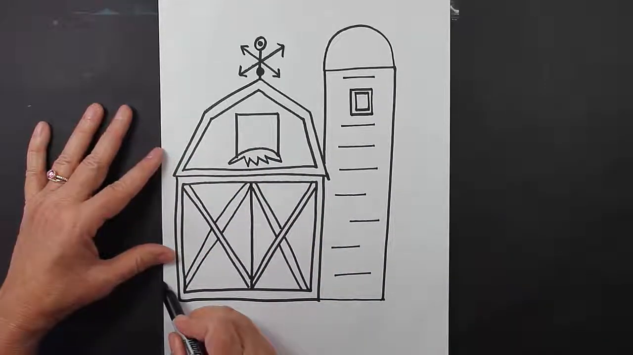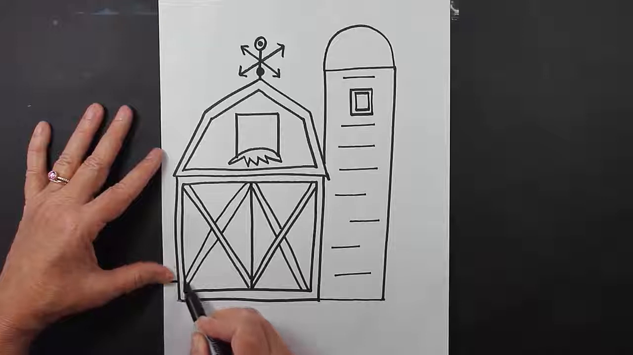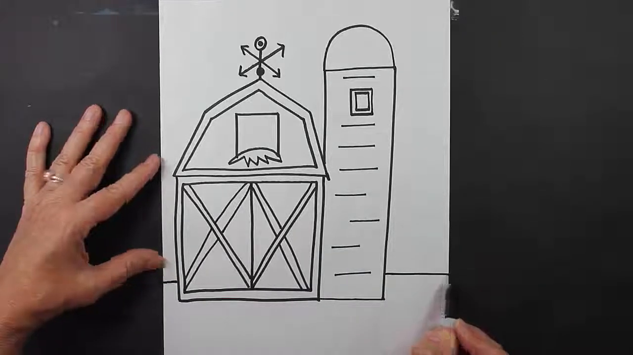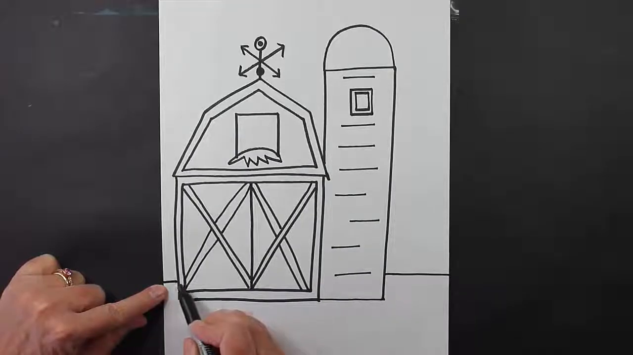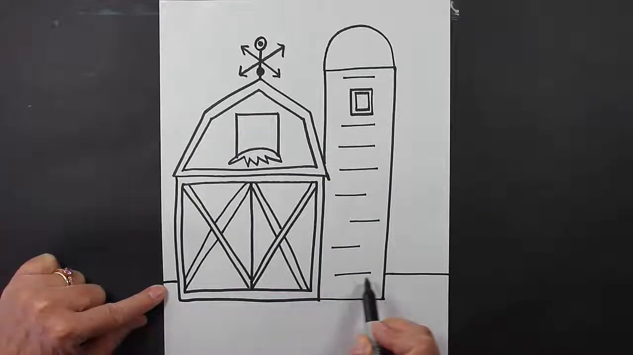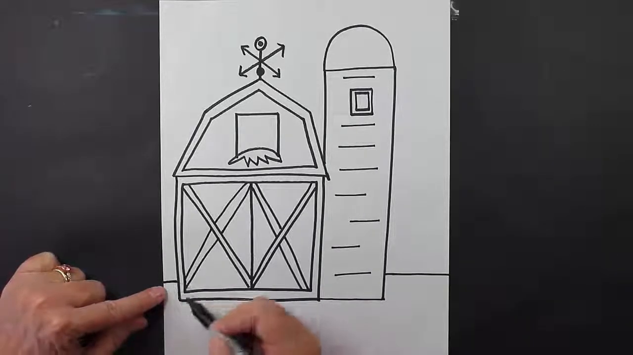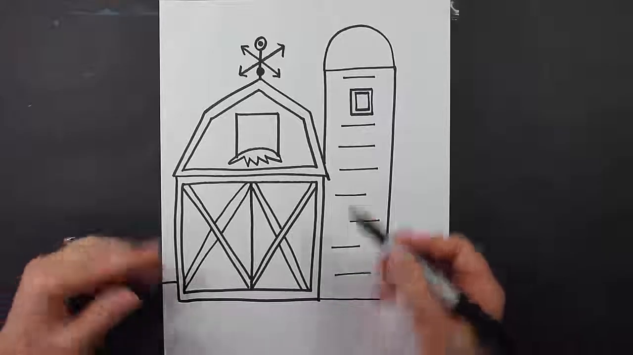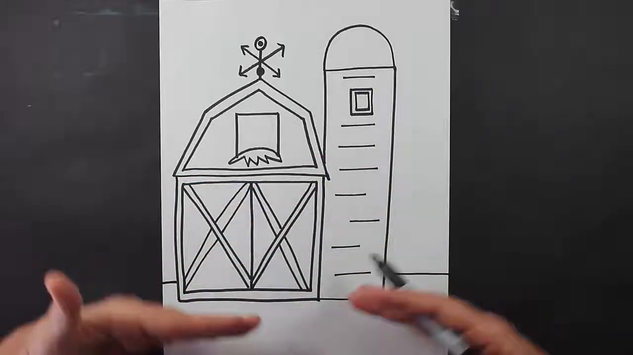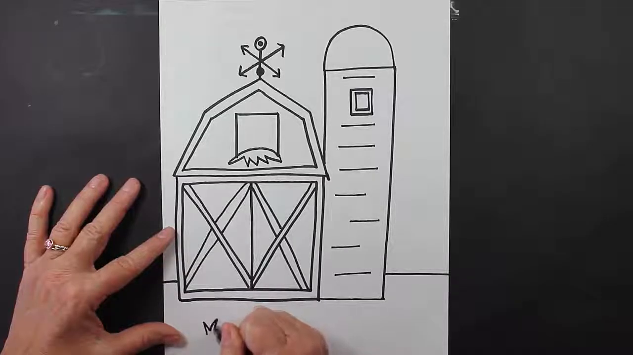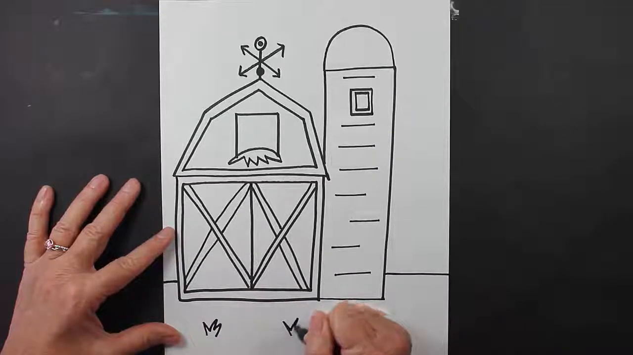All right, so let's make the ground that our barn is sitting on. So basically, I made a line here. I jumped over my barn and my silo, and then I came out the other side because I don't want to go through it, because if I don't go through it, then it'll make it look like the barn is in front of this line. That's what I want. That's the look I want. Then I want to put maybe a little bit of grass.